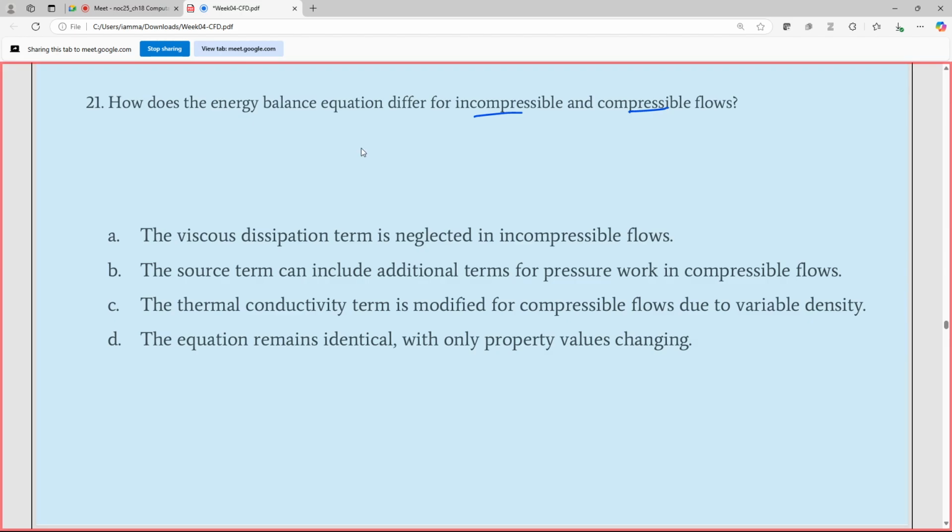So the question is, is there any change in the energy balance equation for incompressible and compressible flows, and how does it change? Options are: A, viscous dissipation term is neglected in incompressible flows. Option B, source term can include additional terms for pressure work in compressible flows. Option C, thermal conductivity term is modified for compressible flows due to variable density. Option D, the equations remain identical with only the property values changing.